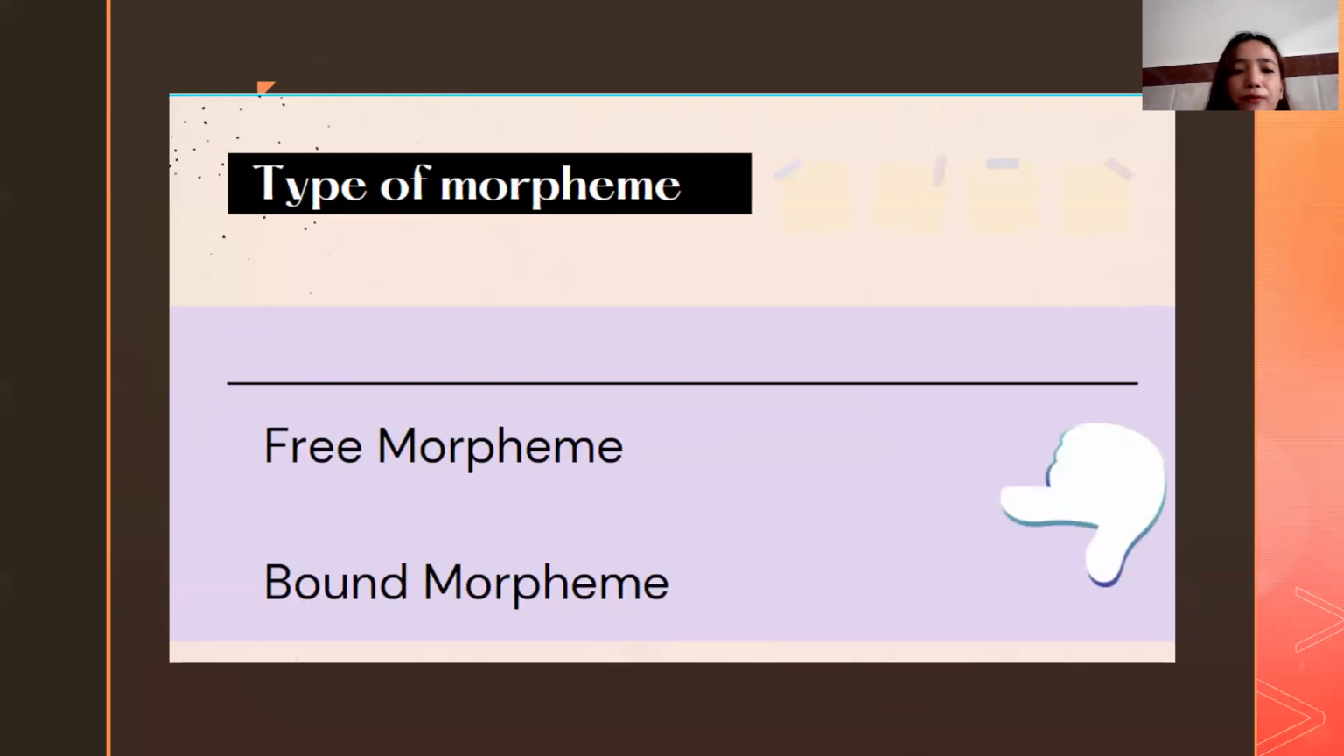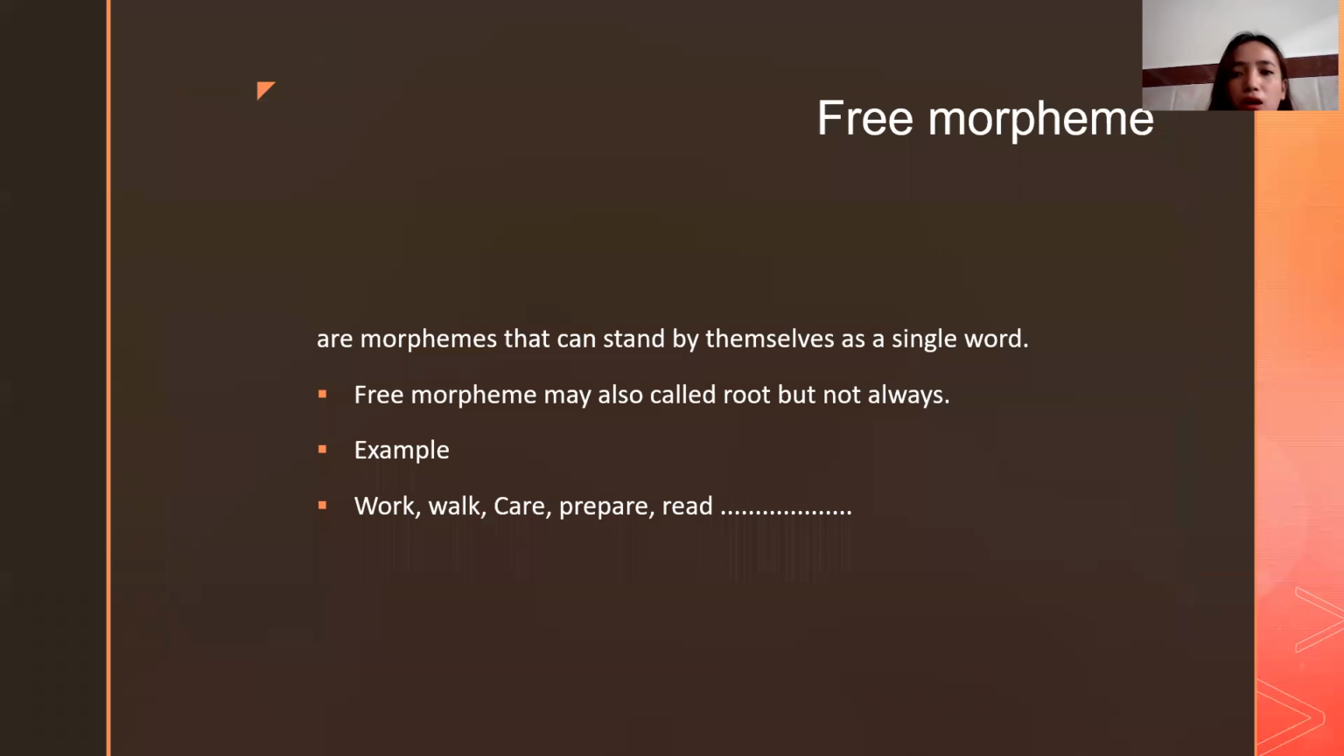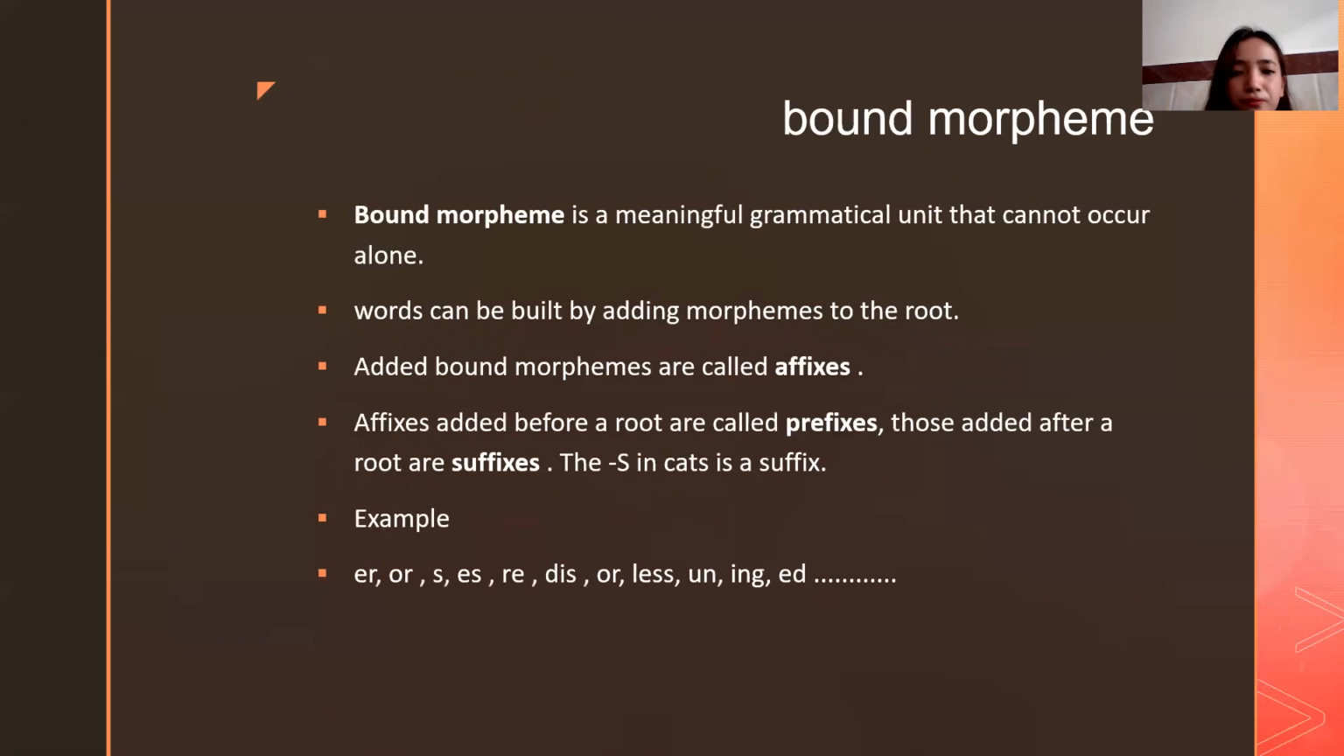Types of morphemes. There are two types of morphemes: free morphemes and bound morphemes. Let's talk about free morphemes. Free morphemes are morphemes that can stand by themselves as a single word. Free morphemes may also be called roots, but not always. Examples are work, walk, care, prepare, read, and other vocabulary. It's called a free morpheme because it can stand alone and it has meaning.